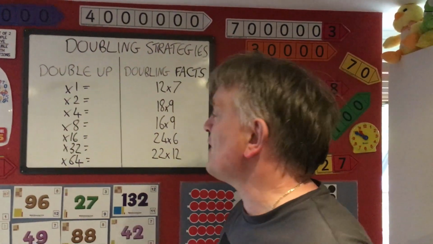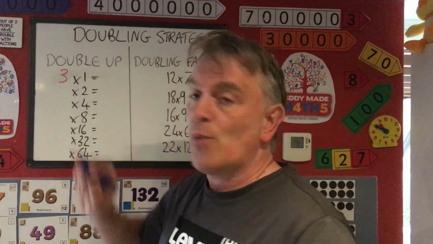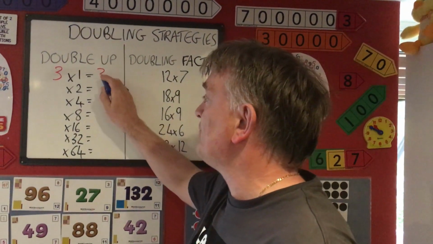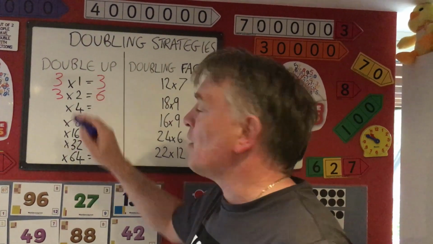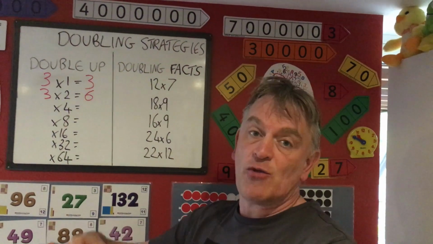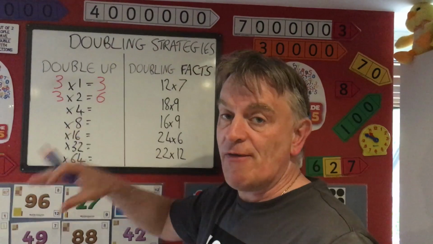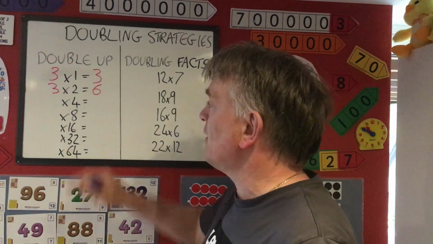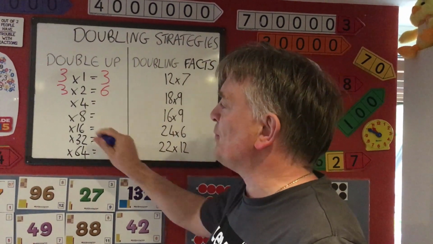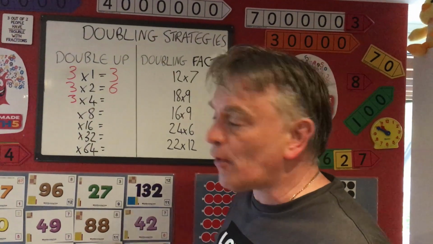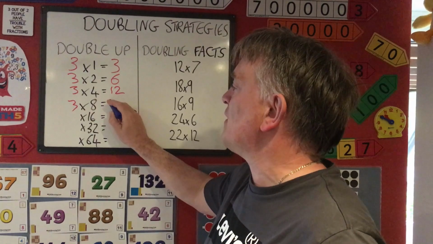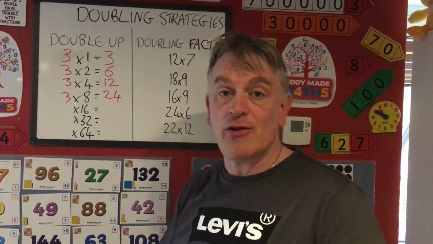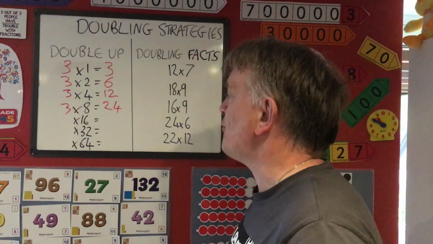If we started off with the 3 times table, we know that 3 multiplied by 1 is 3. We know that 3 multiplied by 2 is 6. But rather than count 3, 6, 9, 12, 15, I just want to look at certain facts, the doubling up facts. 3 times 1, 3 times 2, 3 times 4, which is 12, and 3 times 8, which is 24. Now, those particular facts are already just known facts in the 3 times table.